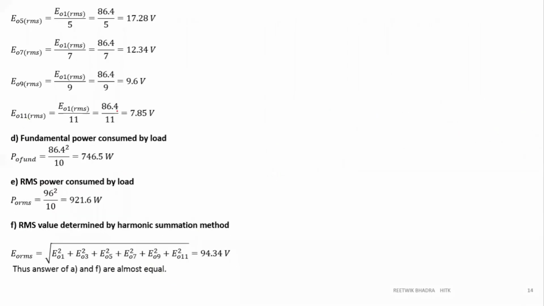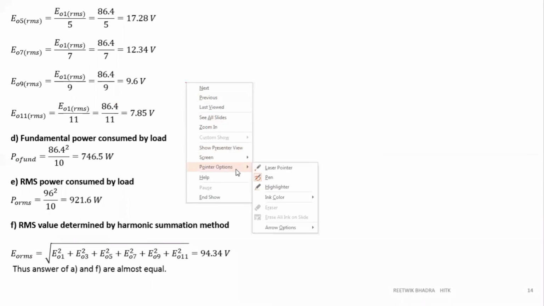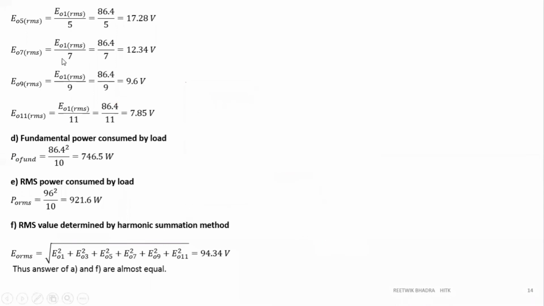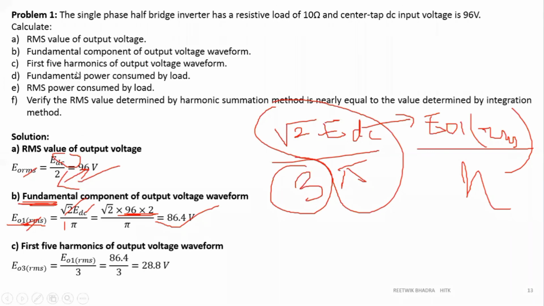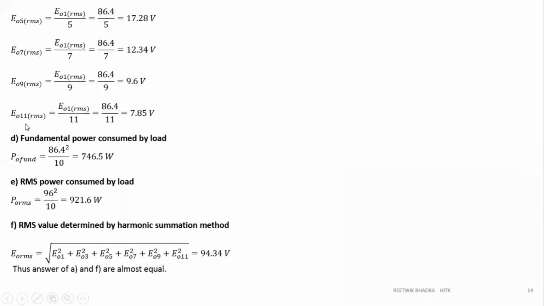Next, E01 RMS by 5, get your value. E01 RMS by 7, get your value. In your question it is said first 5 harmonics. The first one is called fundamental, so harmonics start from 3. So 3, 5, 7, 9, 11, divided by 11. So 86.4 divided by 11 is 7.85, and this goes on. So first 5 harmonics, 3 to 11. If it is the first 7 harmonics, then E13.